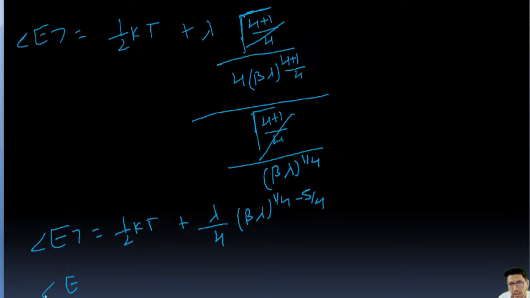So then energy is going to be total energy half kt, and this is going to be plus lambda by 4 into, if we calculate, it is going to be beta lambda to the power minus 1, okay, because if we solve it, it is going to be minus 4 upon 4 minus 1, and minus 1 means that is 1 upon beta lambda, right? So this is going to be total energy.